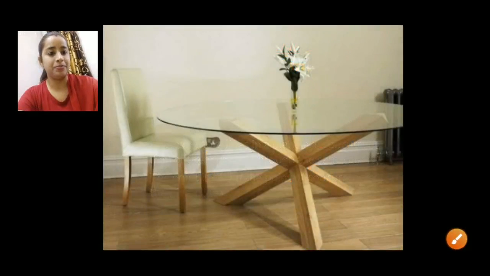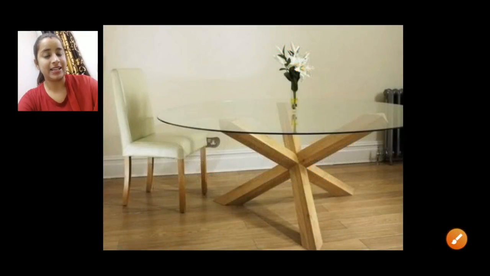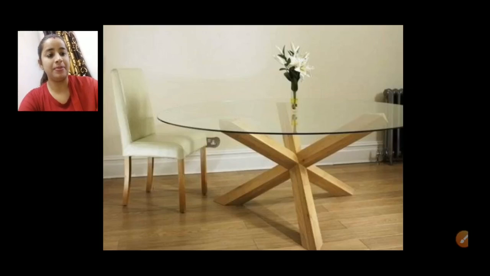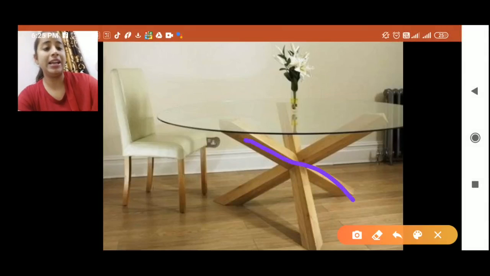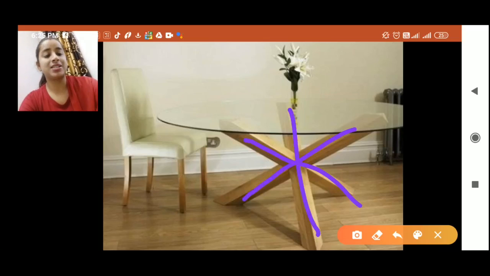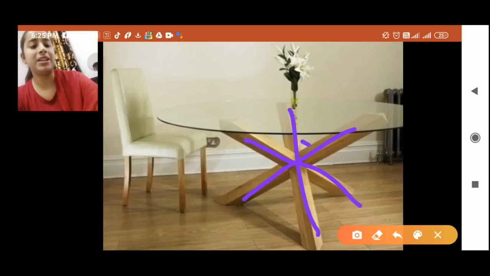Let's look at the example. Here you can see a picture of a table where the stand of the table is made up of wood, and they have used the concept of concurrent lines because there are 3 lines and they all are meeting in one single point.